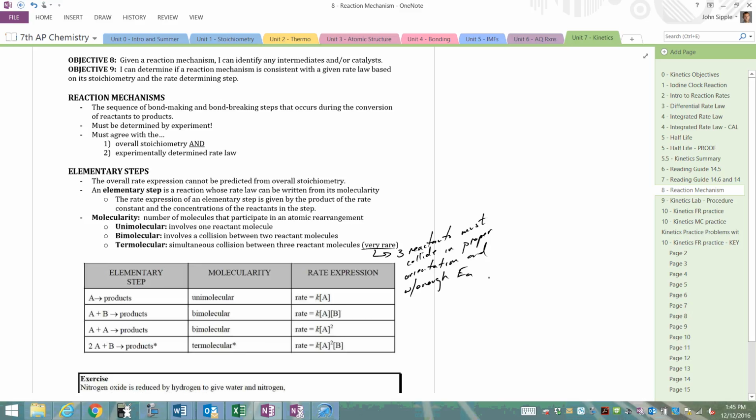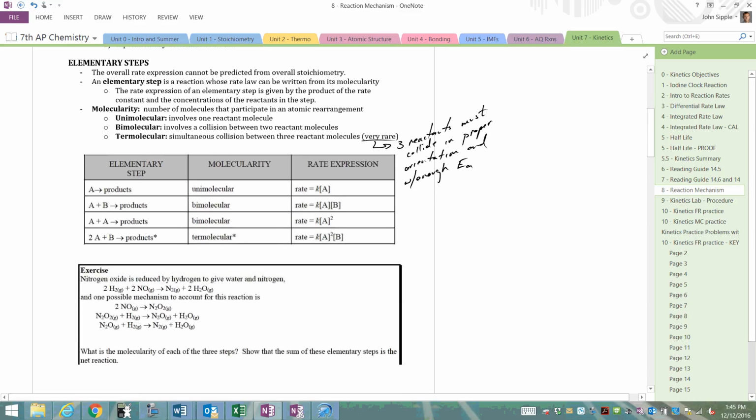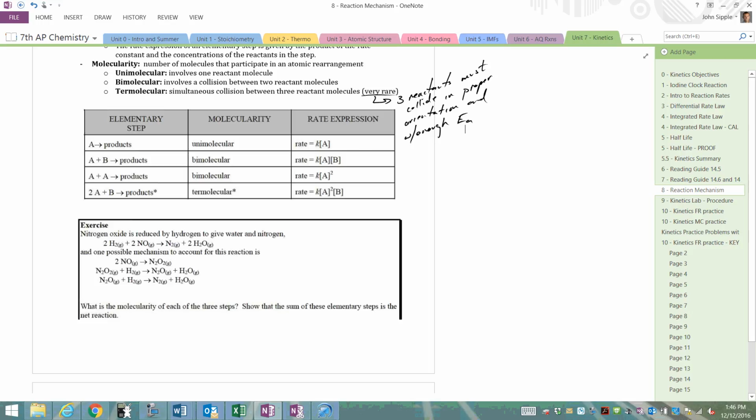So just understand that you'll see that vocabulary. It's going to be asked of you, so be aware of it. It's not overly difficult. You just have to remember what they're asking for when they're talking about molecularity or elementary steps and things like that. The best way to look at that would be a sample problem like this.